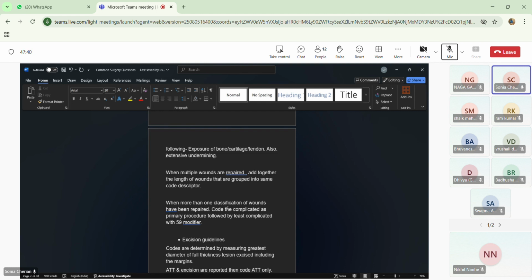When more than one classification of wounds has been repaired, code the most complicated as the primary procedure, followed by the least complicated with modifier 59. What they're trying to tell you is that if there is more than one classification, for example, one repair done as complex and one repair done as simple, you code the complex repair, the most complicated, followed by the least complicated, which is simple repair, with 59 modifier. So these are the guidelines. In one series, you have a lot of guidelines, right? You have a lot of guidelines.